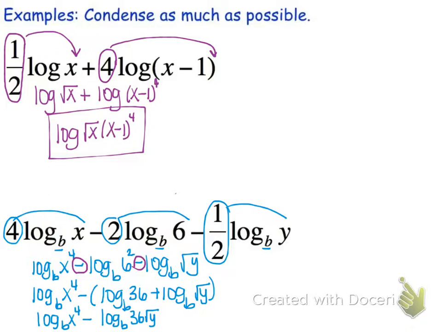So if we want to finish this off, we could go ahead and finish it off now. We've got a minus sign in between two logarithms. So now in this case, we're going to have a quotient rule. Log base b of x to the 4th divided by the 36 square root of y. And so we've combined it into one logarithm.